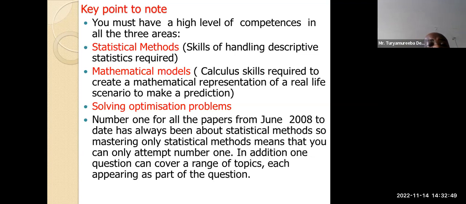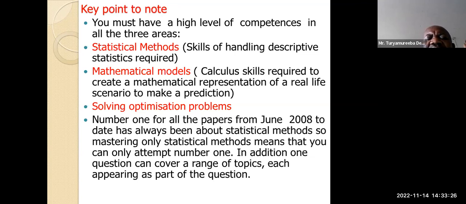Statistical methods, skills of handling descriptive statistics are required. Mathematical models, curricular skills required to create mathematical representations of real life scenarios to make a prediction. When I'm talking about that, my dear friends, I want you to understand why some people have not been getting the marks in an exam of QT. They concentrate and they know, I can find the mean, mode, median.